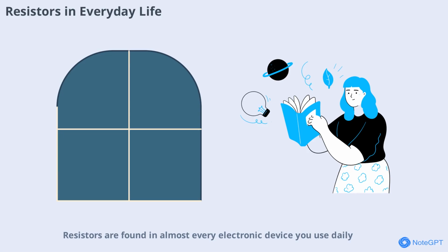Resistors are found in almost every electronic device you use daily, from smartphones and computers to household appliances and cars. Their role may be hidden, but they are essential for the safe and efficient operation of modern technology. Next time you use an electronic device, remember the humble resistor working behind the scenes.